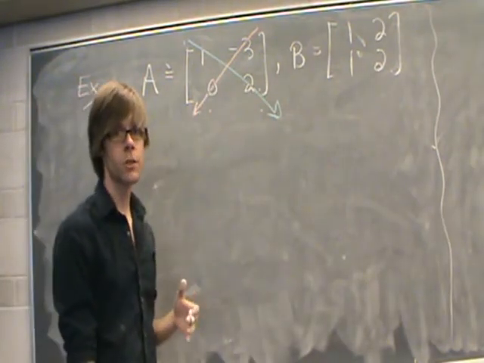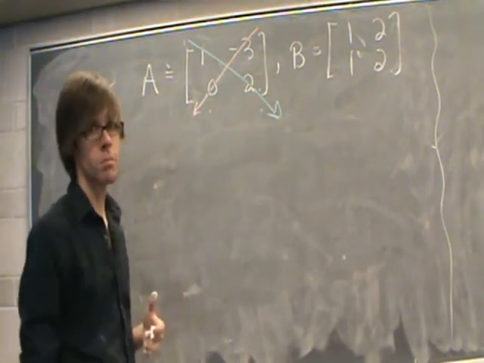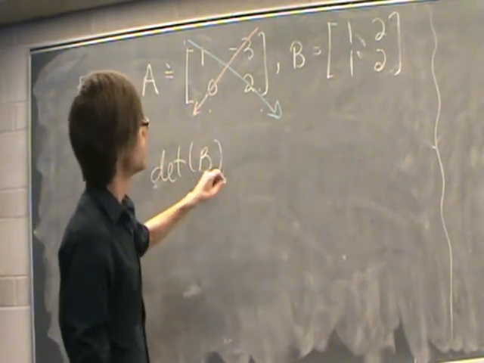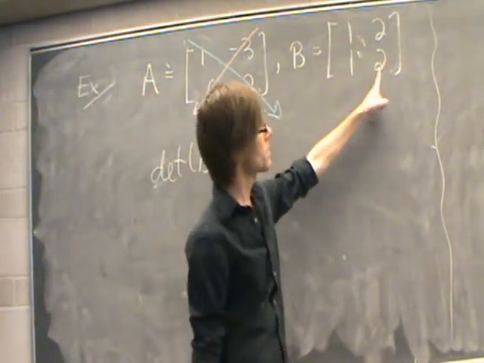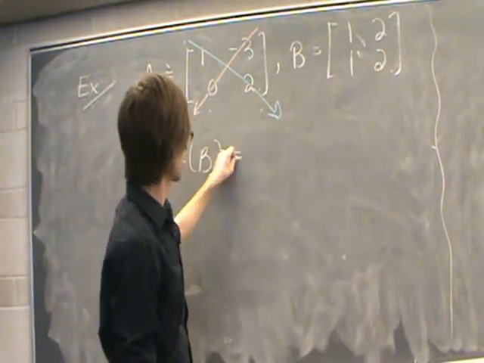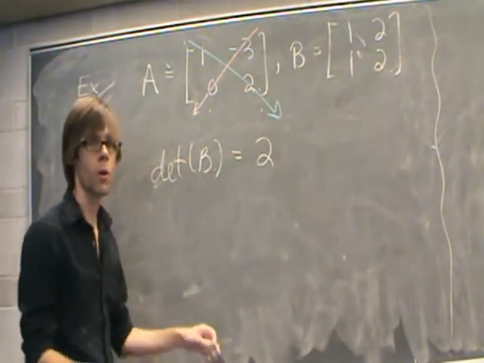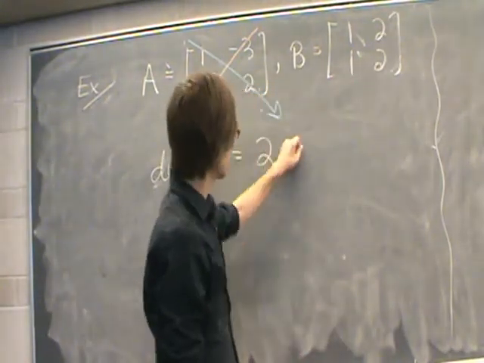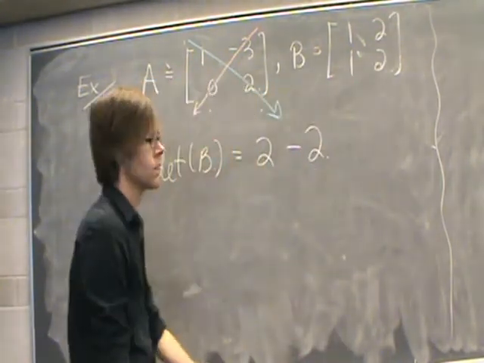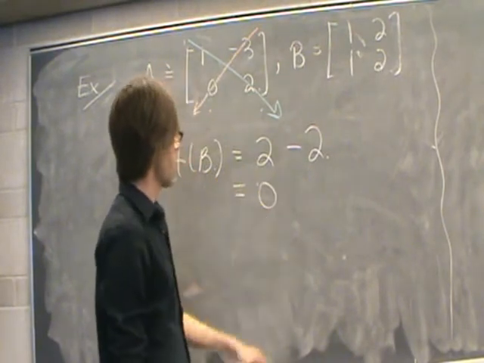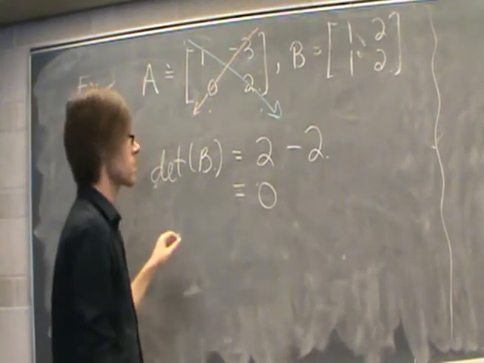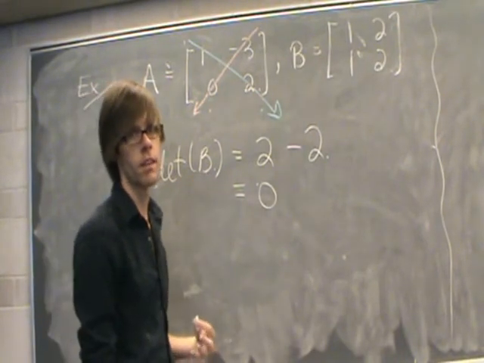Now let's quickly do the same thing for matrix B. So let's find the determinant of B. We're going to multiply those 2 entries that are on the main diagonal, and that's going to give us 2. And we're going to subtract the multiplication of these other 2 entries, which is also equal to 2. When we do this subtraction and simplify, we get that the determinant of B is equal to 0. And this tells us that B is not going to have an inverse.